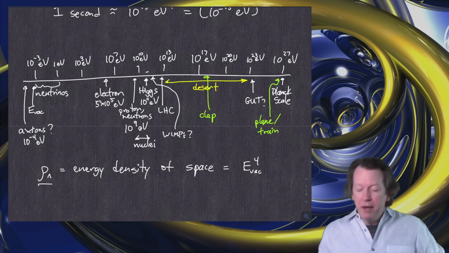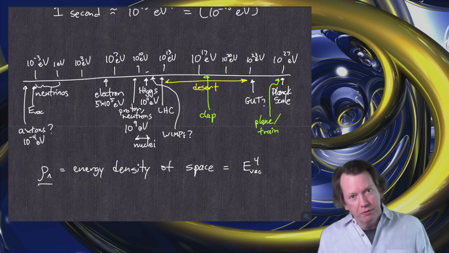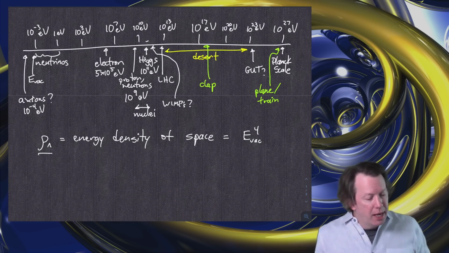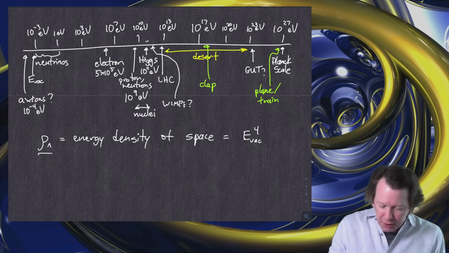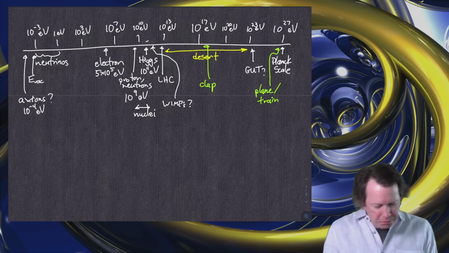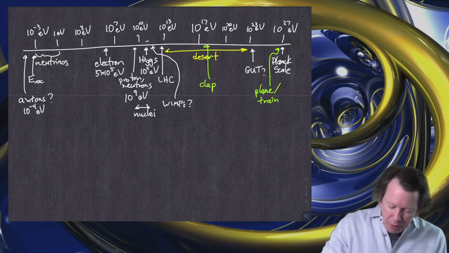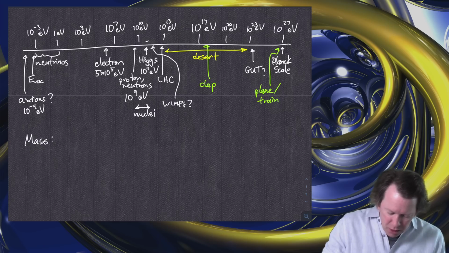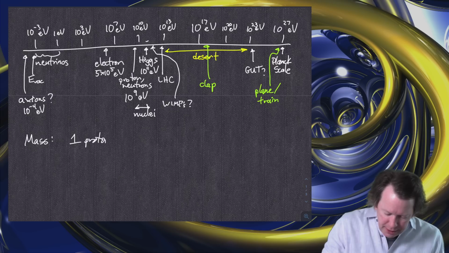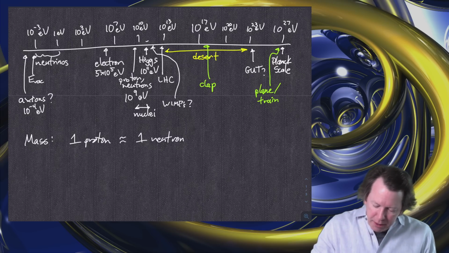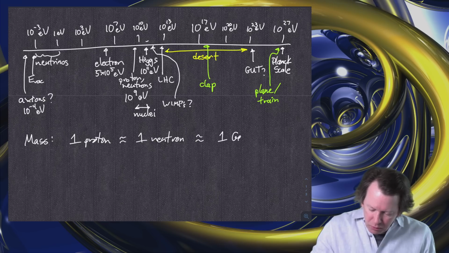Okay? Another way of comparing these energy scales in particle physics to everyday scales is to compare masses to energy, right? So as far as masses are concerned, let me get this out of the way because you already saw that and I need the space. So to compare masses to energies, remember that as far as mass is concerned, one proton is about the same as one neutron, and that's about 1 GeV, which is 10 to the 9 electron volts.